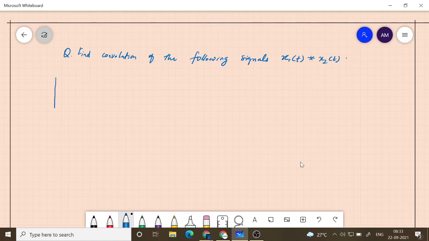So I'm going to give you the waveform. First one is x1 of t. Let me say it starts from -1 to go to +1. This is t, and suppose its amplitude is 1. That is x1 of t.